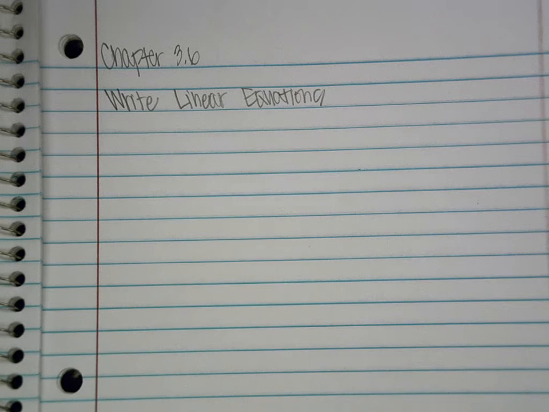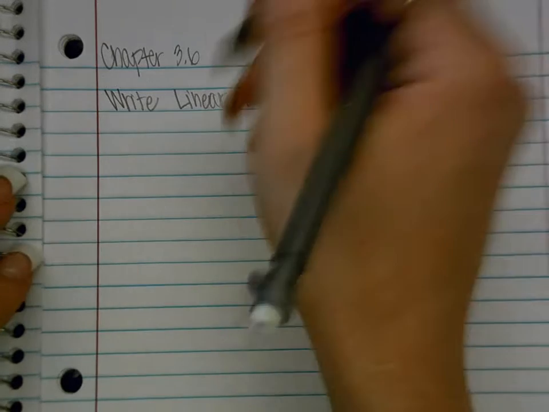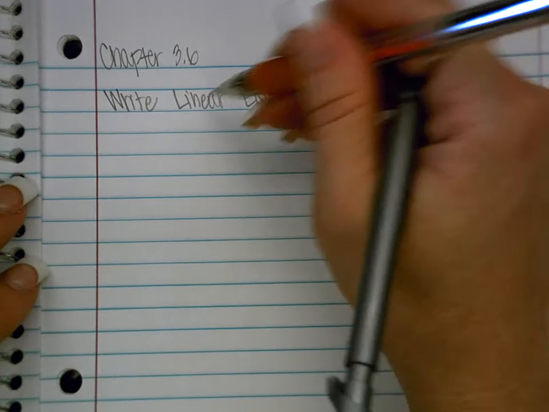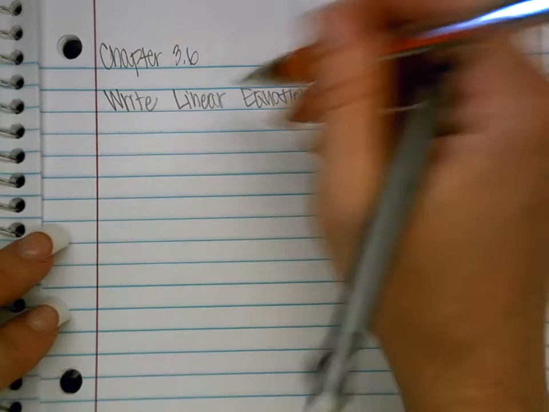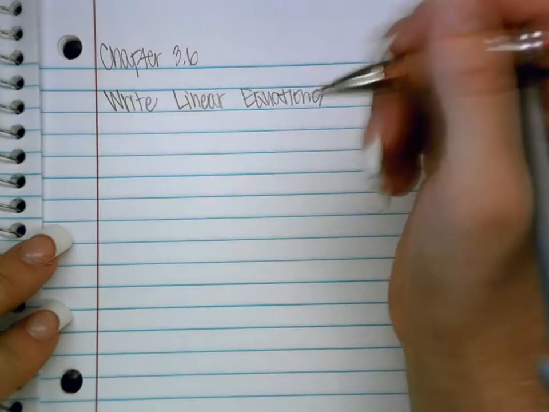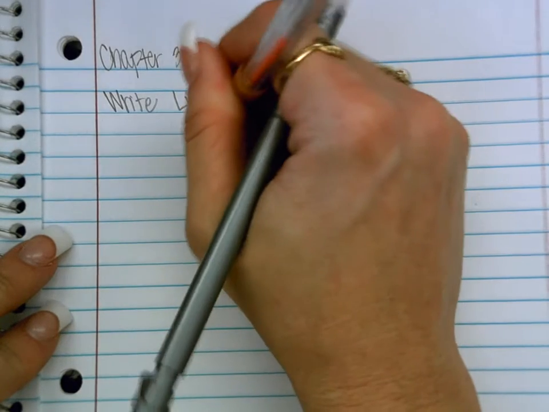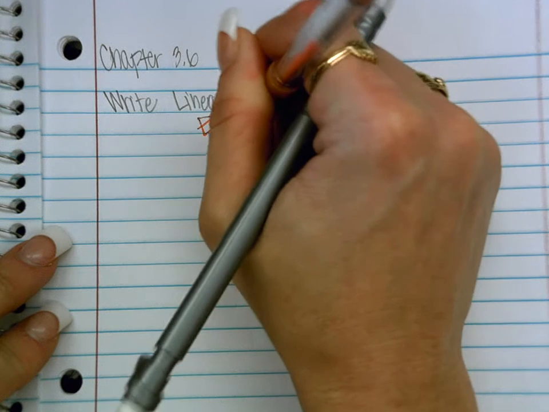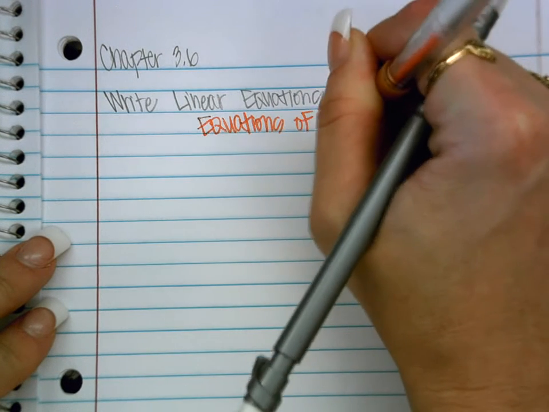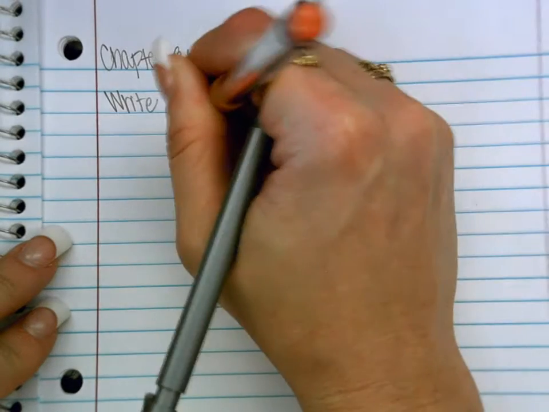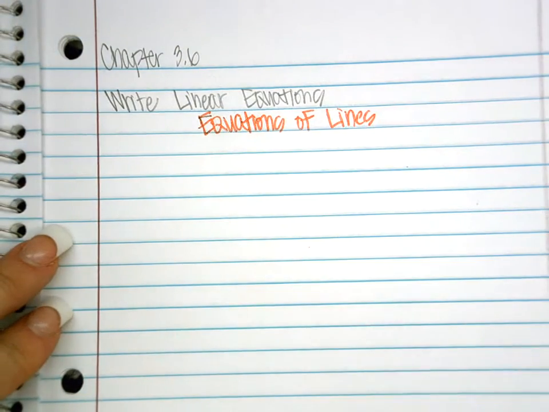What does it mean to be a linear equation? Linear? What is the word linear? What do you think that refers to? A line. So write linear equations. So basically that just means we're going to write equations of lines. Okay, we're going to be writing equations of lines.